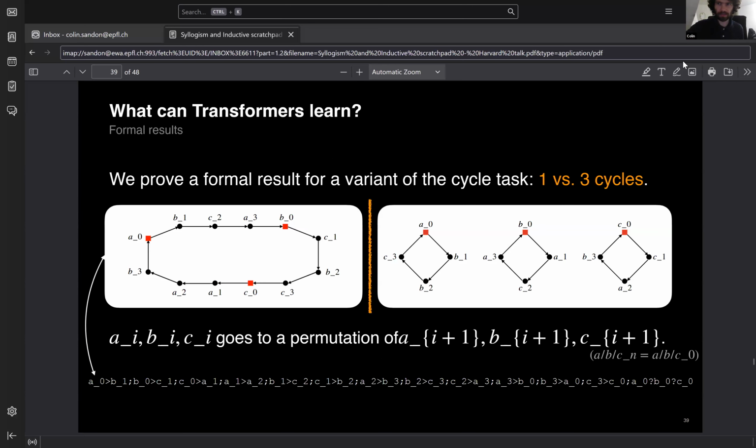So one of the few cases which we can actually prove which doesn't have this property is a variant of the cycle task, in which there's either one cycle of length 3n or 3 cycles of length n. In this task, we either pick 3 anchor points which are equidistant around the large cycle, or one anchor on each of the cycles when there are 3 of them, and call those A0, B0, and C0.